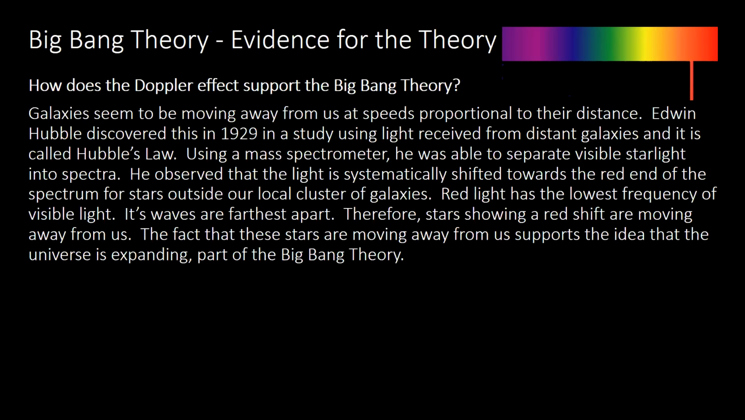Using a mass spectrometer, he was able to separate visible starlight into spectra. He observed that the light is systematically shifted toward the red end of the spectrum for stars outside our local cluster of galaxies. Red light has the lowest frequency of visible light. Its waves are farthest apart. Therefore, stars showing a red shift are moving away from us. The fact that these stars are moving away from us supports the idea that the universe is expanding, part of the Big Bang theory.